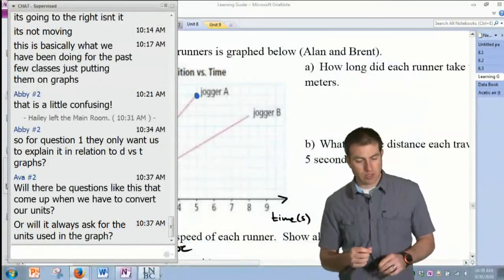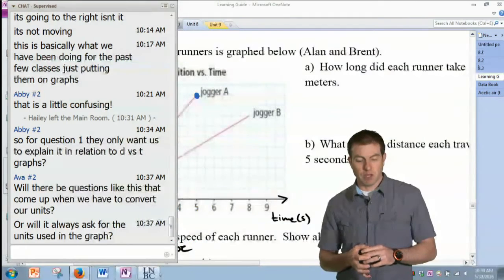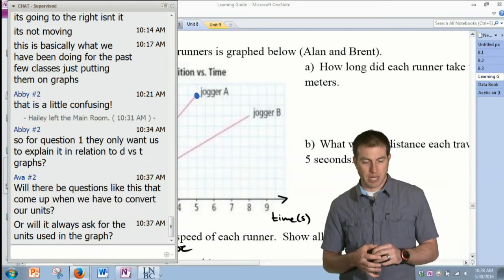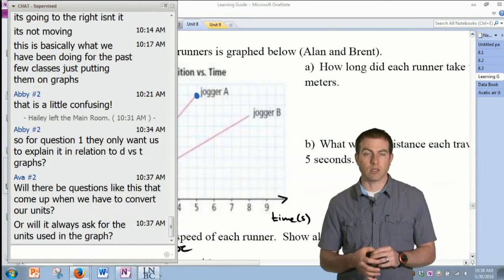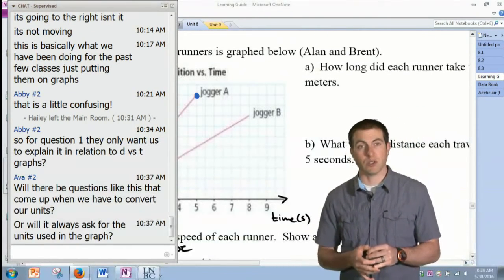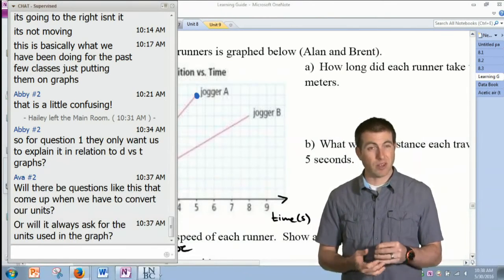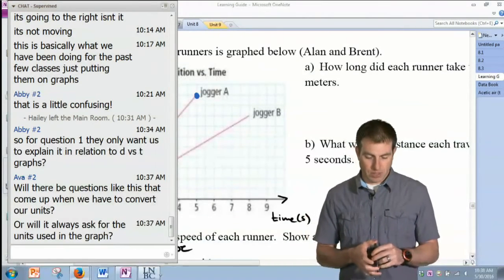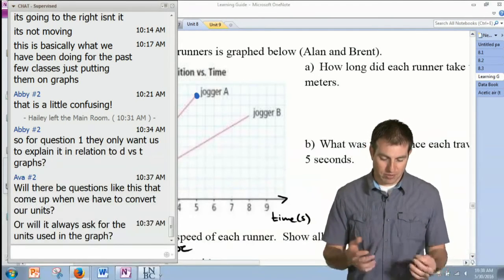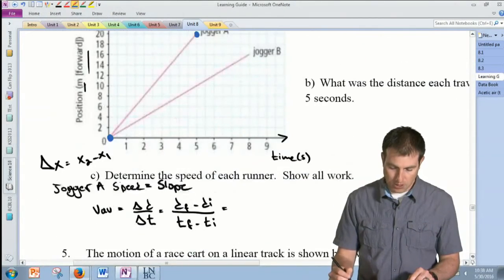Will there be questions like this where we have to convert our units? It's possible. I'm not going to rule it out. It would be kind of evil, but I wouldn't put it past the creators of our course or the creators of the provincial exam. So yeah, it's really important to look at your units when you're going through this. It might ask for something different than the graph. I don't know. The fact that you're asking the question means that you know enough to watch your units and be aware of it. So I think you'll be okay. I know you'll be okay. Just need to be careful.